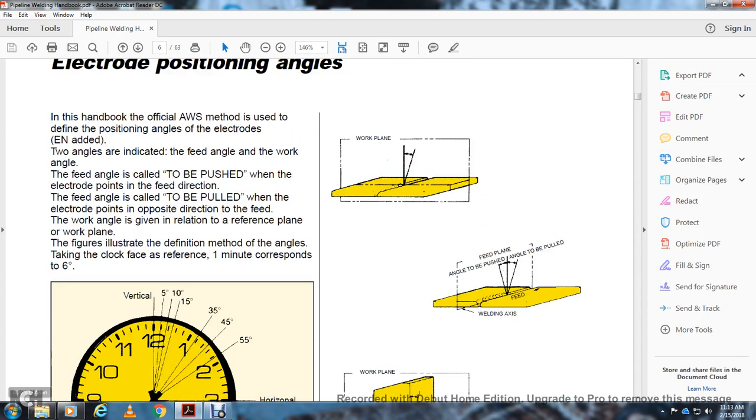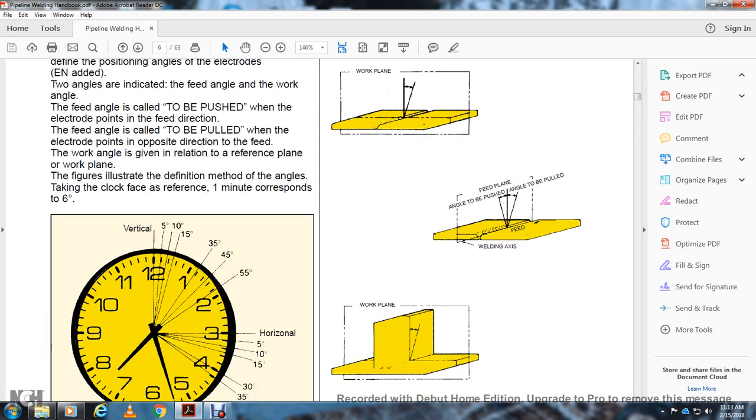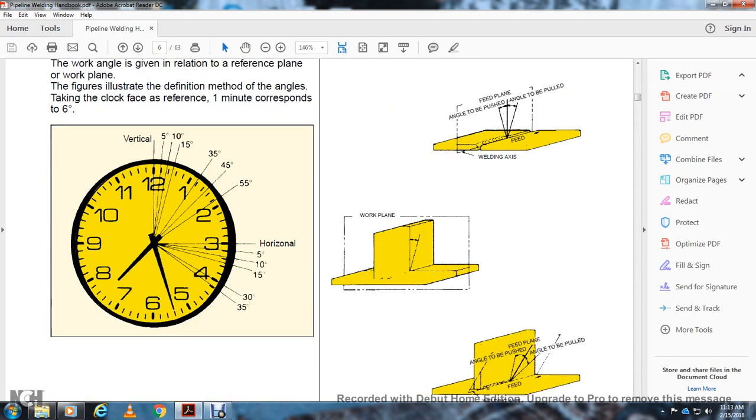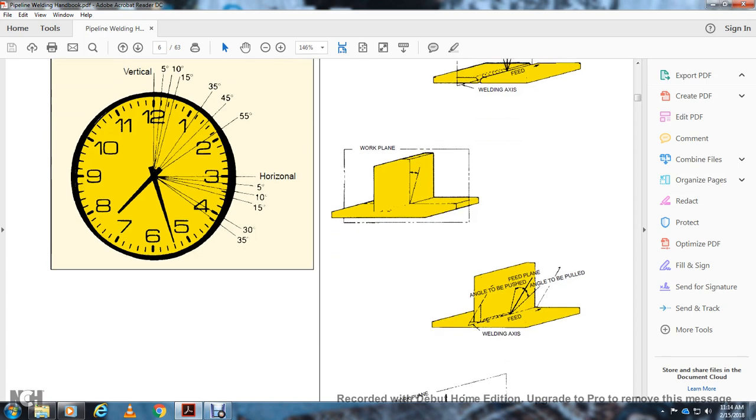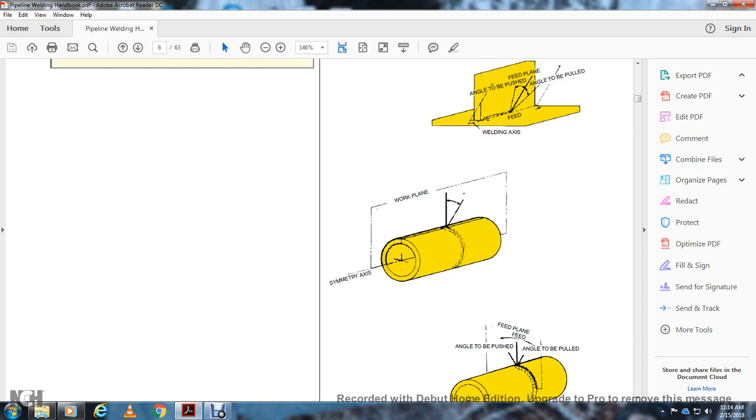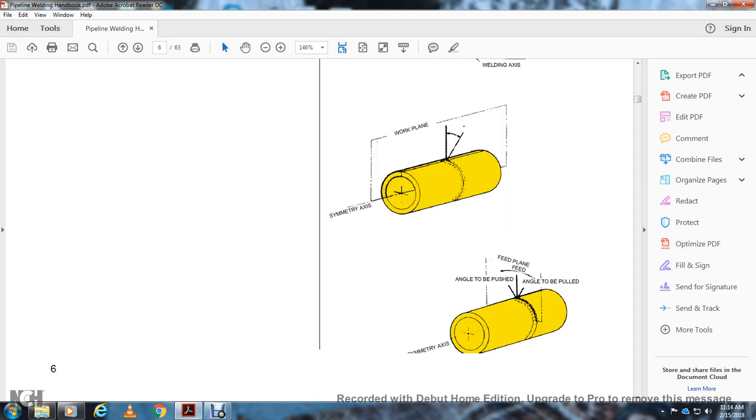Okay, so at the top you see a working plane, your angle, the feed plane angle, push angle to the pulled, with a wire, with the welding axis in the bead. 6 is your working plane. Then you see vertical from 12, 5 degrees, 10 degrees, 15 degrees, 35 degrees, 45 degrees, 25 to 55 degrees, horizontal being at 3 o'clock, and 5, 10, 15, 30, and 35 degrees on the other side of the horizontal. Also, working plane and symmetric axis. Also, a symmetric axis angle to be pushed and feed plane feed with the angle to be pulled.